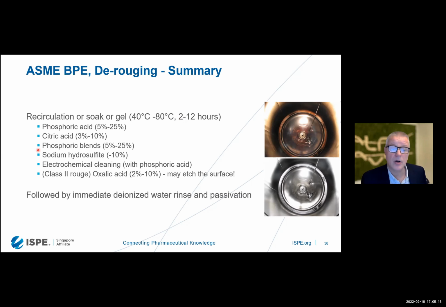But the most common, I would say, is phosphoric acid at a concentration of 5 to 25. The higher the concentration, the faster it goes. But you shouldn't exceed a concentration of 25, or 10% for citric acid, or a blend of phosphoric and citric acid. These are the most common de-rouging media, and they work really fine, and they are not really etching the system.